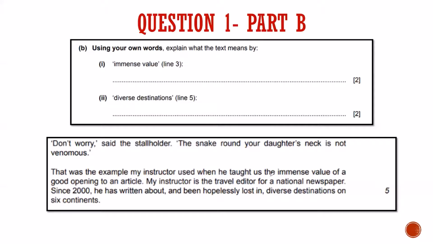Okay, let me read the complete sentence now. The immense value of a good opening to an article. My instructor is the travel editor for a national newspaper. Since 2000, he has written about, we're looking for this, diverse destinations now, and been hopelessly lost in diverse destinations on 6 continents. Okay, after reading these lines, our next task is to think of all the possible synonyms for the given phrase. For example, the word immense.